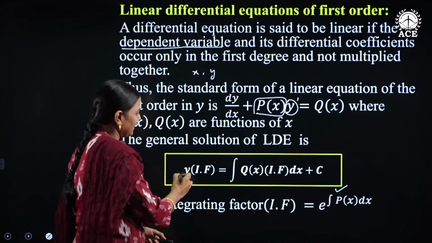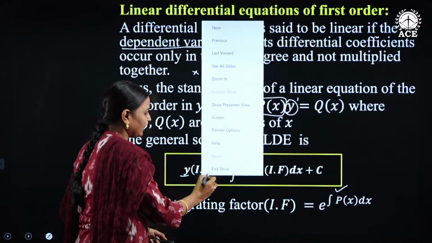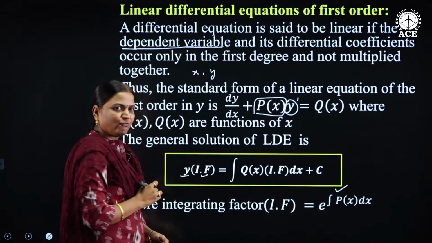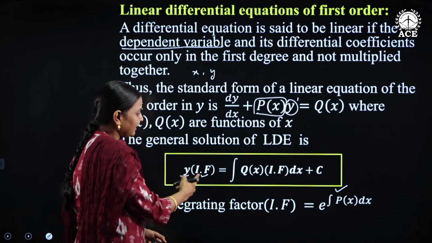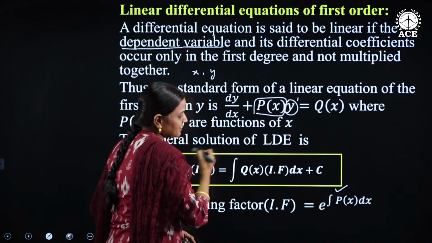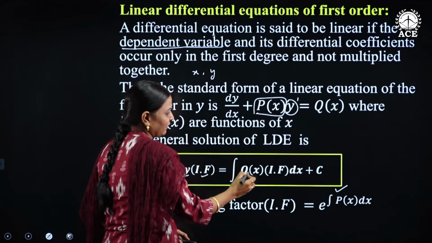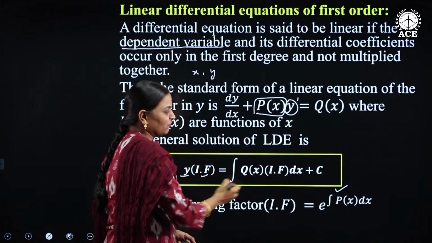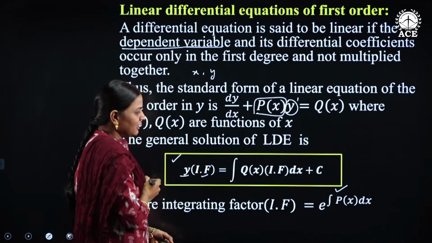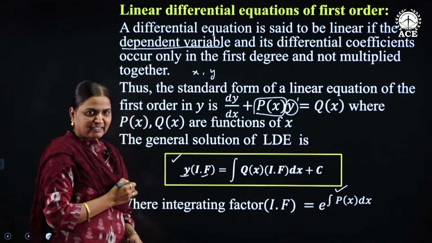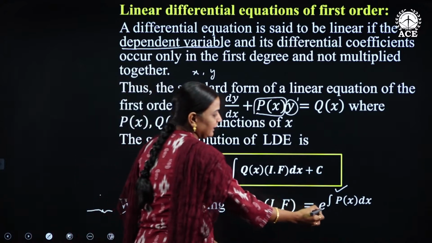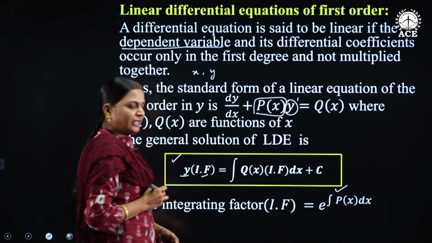What is the general solution? Dependent variable into integrating factor. In this differential equation y is the dependent variable, so y into integrating factor is equal to integral of q of x, that means the RHS of the given differential equation, q of x into integrating factor into dx plus c. This is the general solution formula, but before writing it, we have to find the integrating factor, which is e power integral p of x into dx.